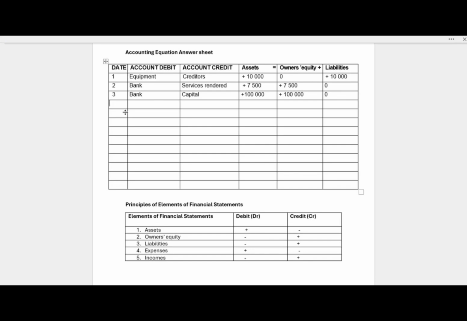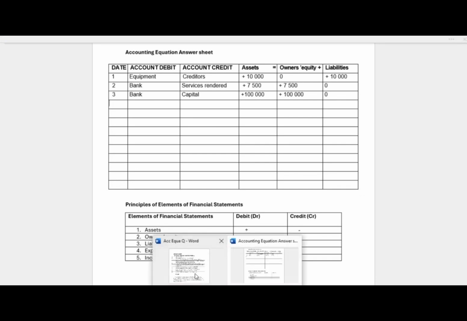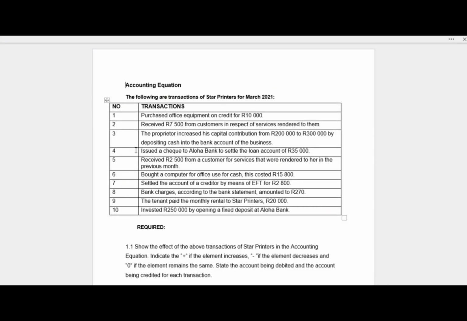And then let's go to the next transaction. So the next transaction is transaction number 4. They say issued a check to Aloha Bank to settle the loan account of 35,000. So here you are making a payment to a loan. So when you make a payment to a loan, two accounts affected are going to be loan and bank, because when you make a payment, there's a decrease in your bank balance, right?